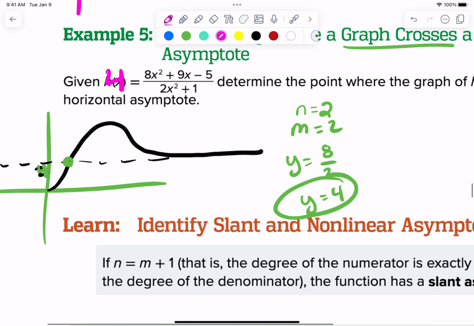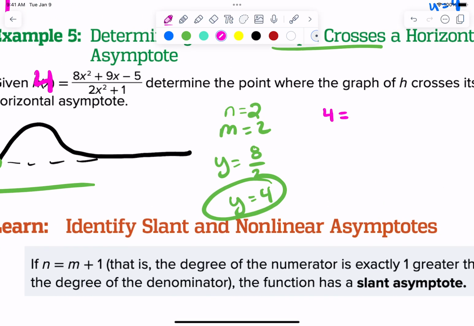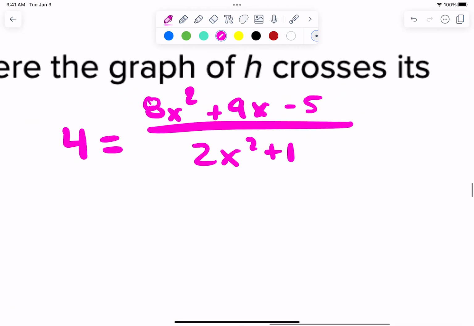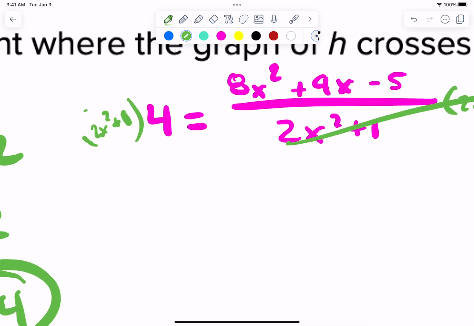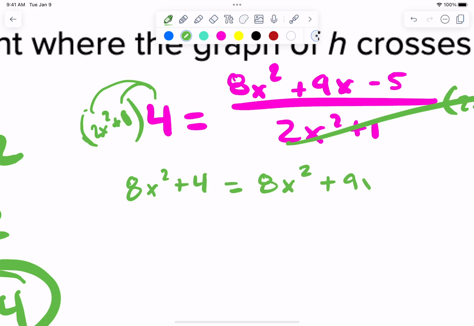Okay, so we got a little bit of work to do. 4 equals 8x squared plus 9x minus 5 all over 2x squared plus 1. Now what do I do? Multiply the bottom over. 2x squared plus 1 times 2x squared plus 1. FOIL the 4 through, 8x squared plus 4. Oh man, this is so nice. They were so nice to you. Look at that. Wow.